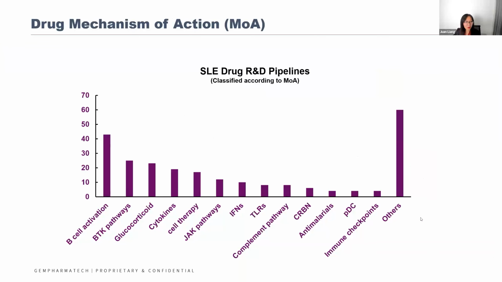Here is a summary of the current drug pipelines. The drugs targeting B cell activity, BTK pathways, JAK pathways, type I interferon, and also TLR7 and TLR signaling pathways are still getting lots of interest from the market.